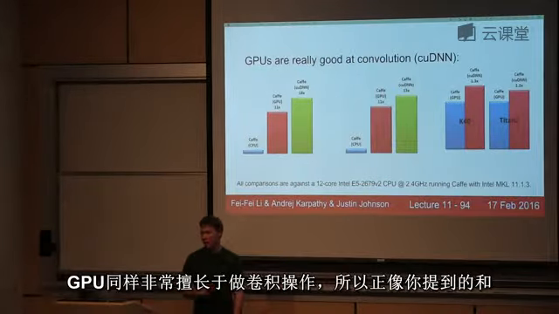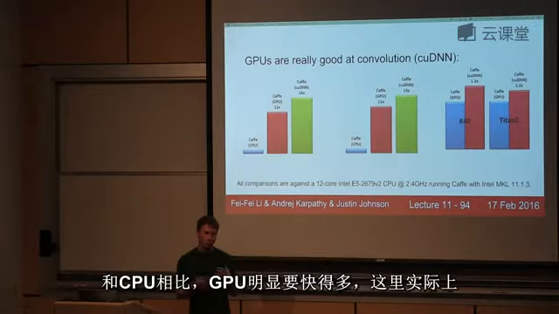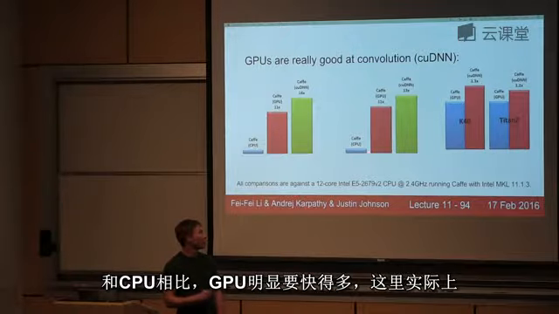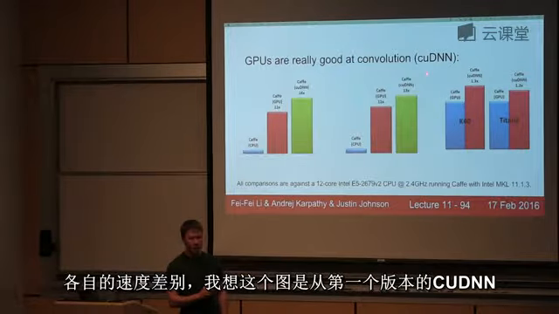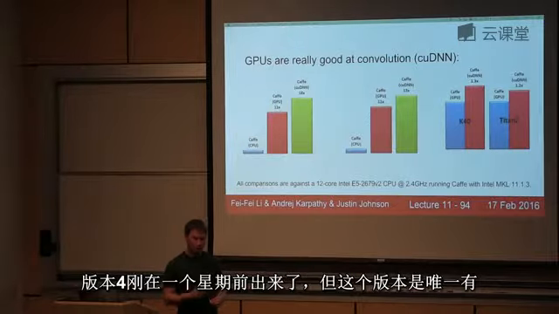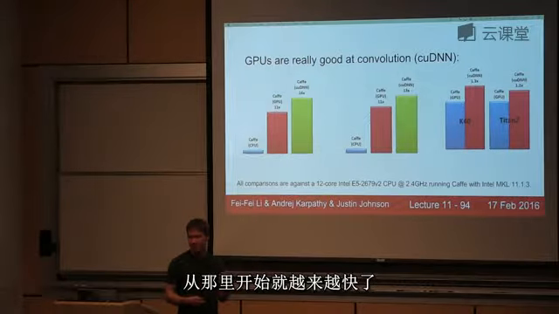And GPUs are also really good at convolutions. As you mentioned, NVIDIA has a library called cuDNN that is specifically optimized CUDA kernels for convolution. So compared to CPU, it's way faster. And this is actually comparing the im2col convolutions from Caffe with the cuDNN convolutions. I think these graphs are from the first version of cuDNN. Version 4 just came out maybe a week ago. But this is the only version where they actually had a CPU benchmark. Since then, the benchmarks have only been against previous versions. So it's gotten a lot faster since here.